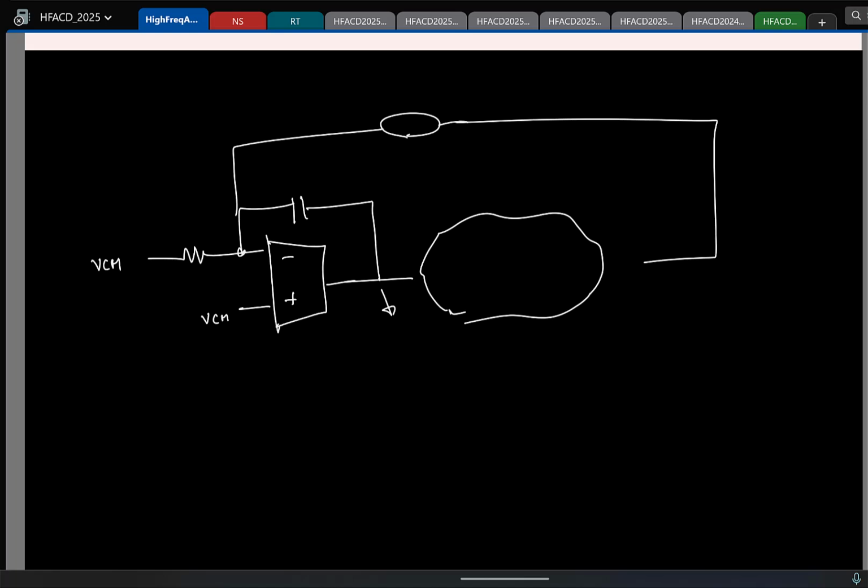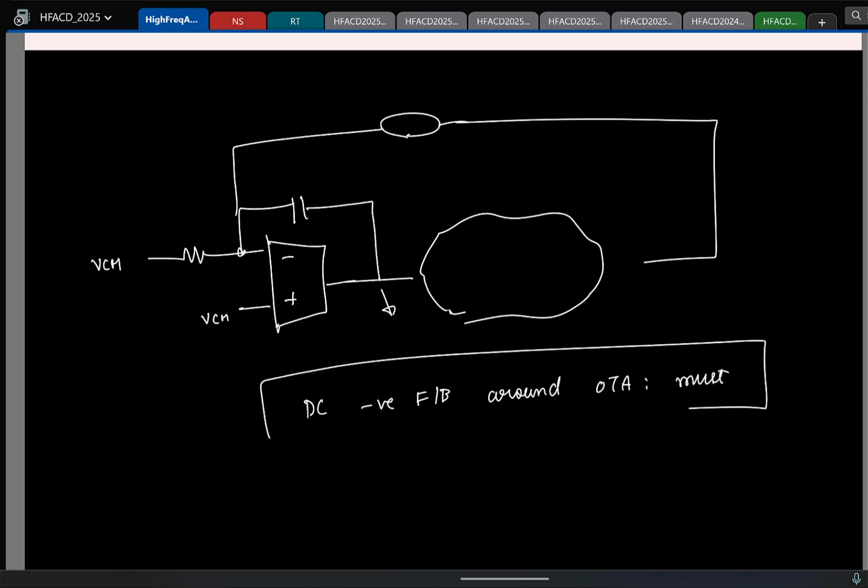Okay. So I will remark it here. I will say DC negative feedback around the op amp, I will say it's a must. If this is not there, transistors will not be biased as you want, nothing will be in saturation, and you will not get enough gain from the op amp. Cool.